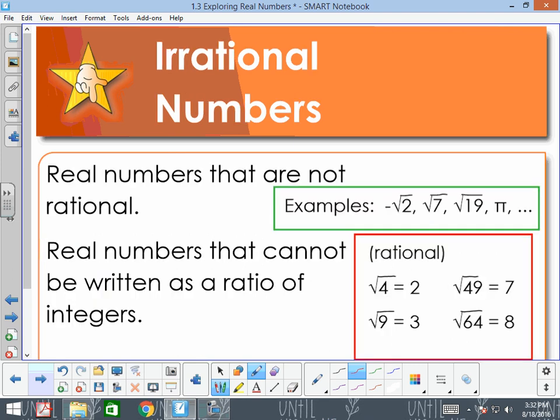Okay. Now, there's another side to real numbers, and that is irrational numbers. They are real numbers that are not rational. That makes sense, right?